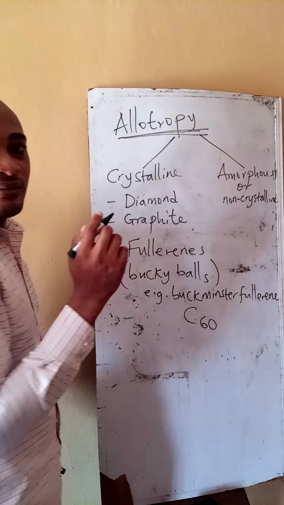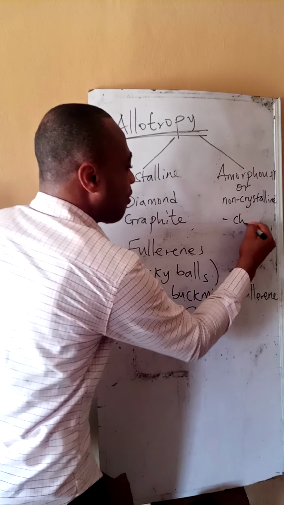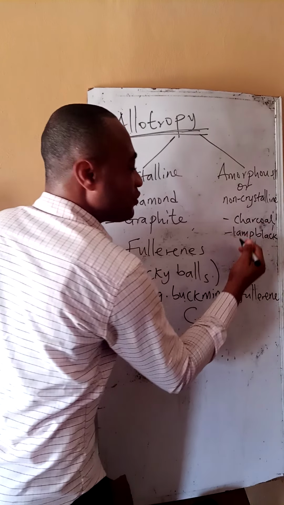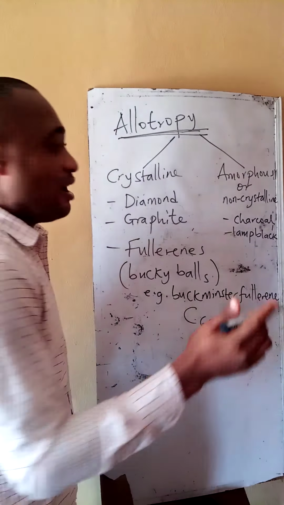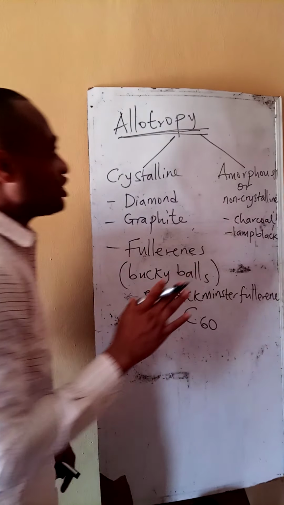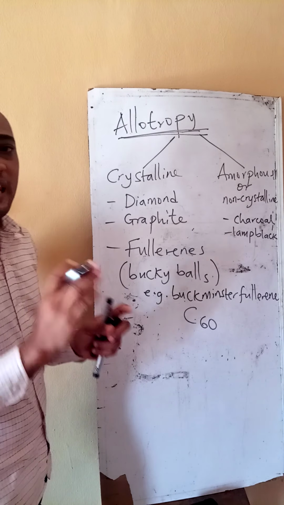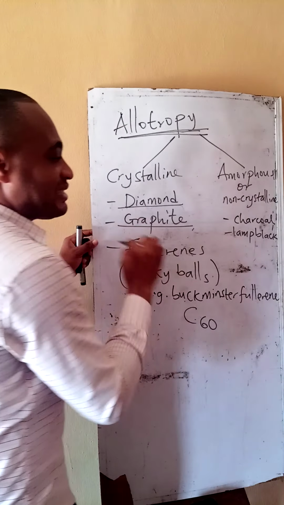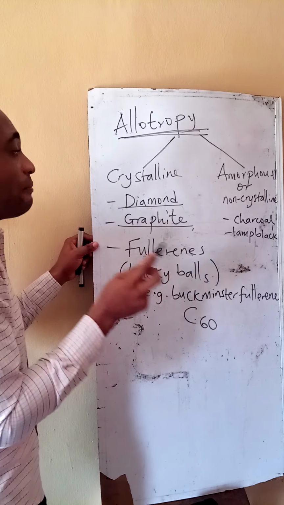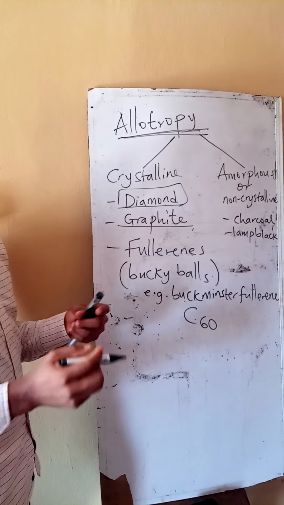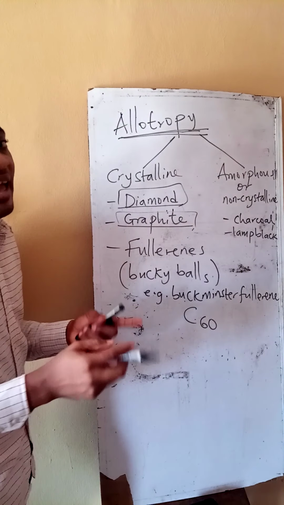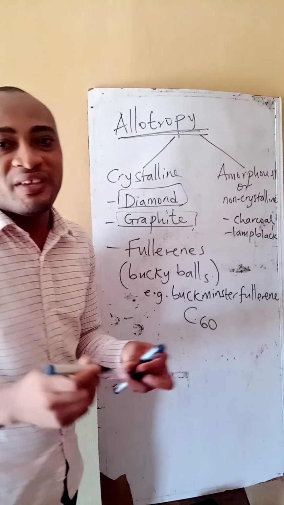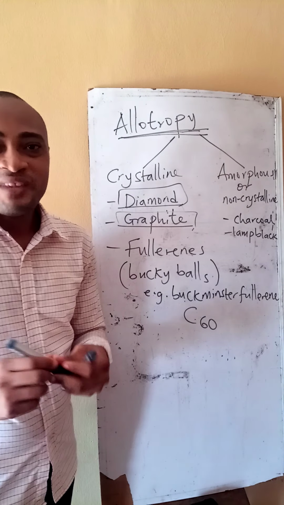Now the amorphous, the shapeless ones, are the coal, the charcoal. We have the charcoal, we have lamp black, we have soot, and so on. There are so many of them. Now this, the classification of allotropy. In our next video, we'll start picking them, looking at their general properties. Like the diamond is octahedral in shape. Graphite is not octahedral, it's hexagonal in shape. So we'll consider each of the properties of these allotropic forms of carbon. I'll see you in the next video.